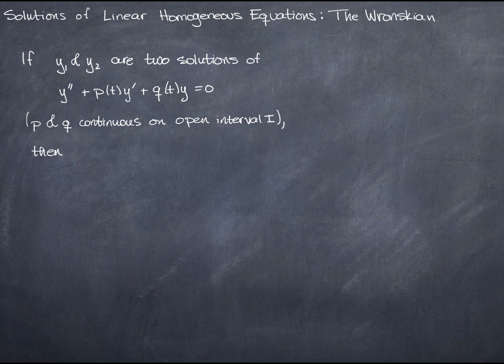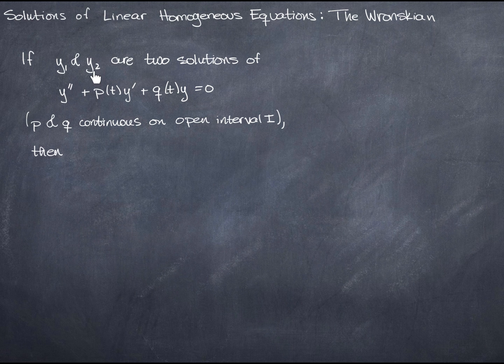I'm not going to try to prove Abel's theorem. The proof is in your textbook if you're interested. I really just want the result from it because it's really quite handy. The nice thing about Abel's theorem is that it allows us to find the Wronskian for any two solutions of a second order linear homogeneous differential equation, even if we don't know what the solutions are. And that's pretty powerful. We're starting with the same conditions.